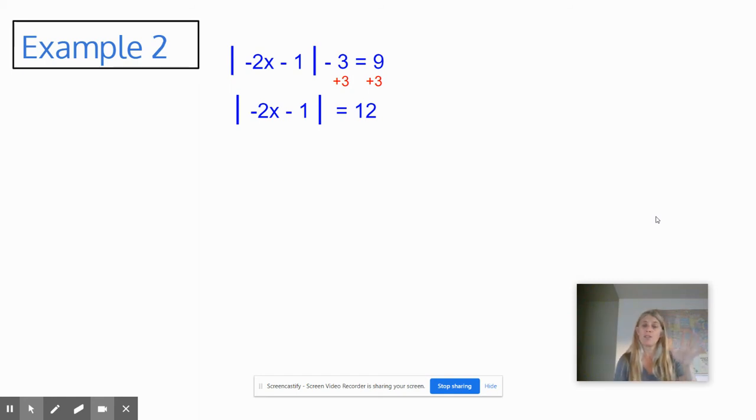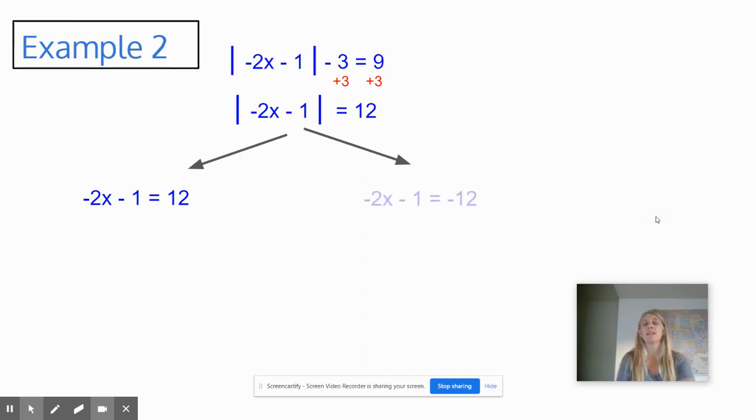Now that on one side we just have the absolute value, we're ready to switch it into 2 possible answers. So our first one is negative 2x minus 1 is equal to 12, because if we get that inside to be 12, the absolute value of 12 is 12. And negative 2x minus 1 is equal to negative 12, because if we can get that inside to be negative 12, the absolute value of negative 12 is 12 as well.